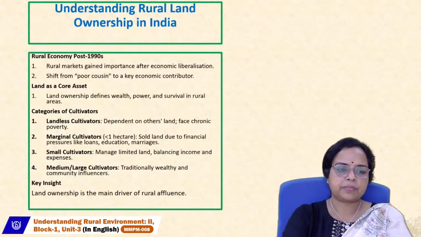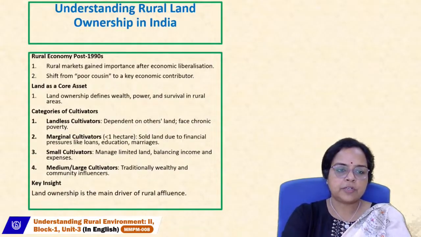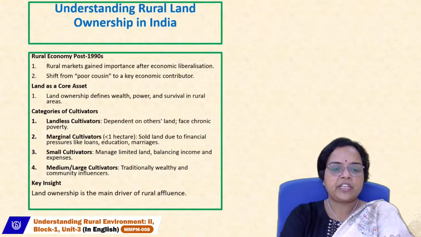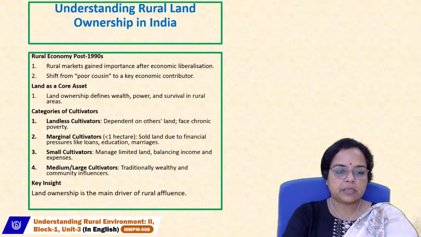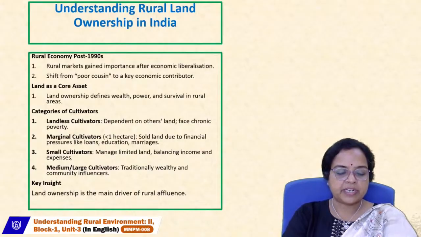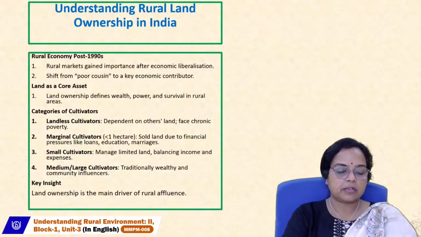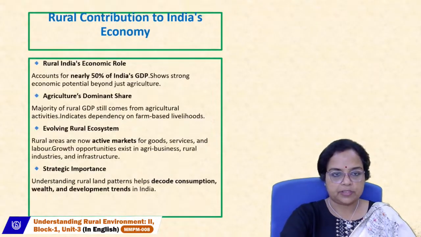Understanding rural land ownership in India. The rural economy post 90s gained importance after economic liberalization, shifting from poor cousin to key economic contributor. Land ownership defines the wealth of a particular consumer, power and survival in rural areas. There are a few categories of cultivators. Some are landless cultivators, some are marginal cultivators, some are small, and some are medium to large cultivators. So marketers have to take note that land ownership is the main driver of rural affluence.